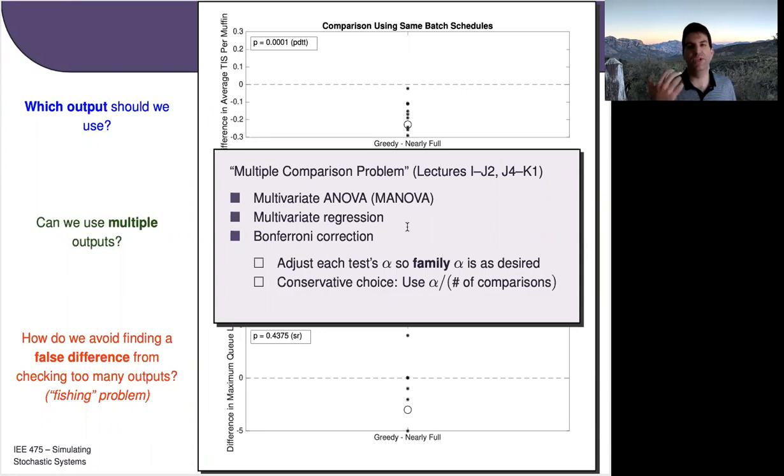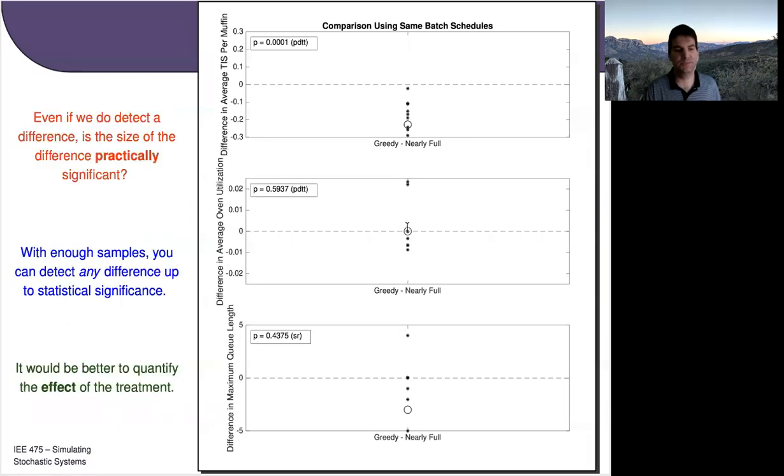But this is kind of what you should be thinking about as we get into them: how do I choose an output? And what do I do when one of my outputs shows a difference and the other one doesn't? There are tools for that, and we will get to those tools.